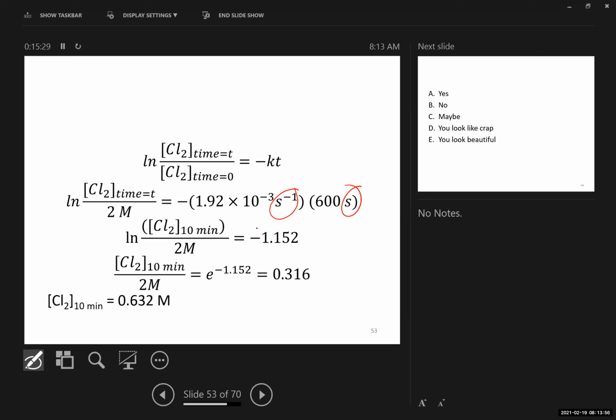If you want to know after 30 minutes, change the time. If you want to know after 10 seconds, change the time. But that's what the integrated rate law always tells me: how much of one reactant is left after a given amount of time.